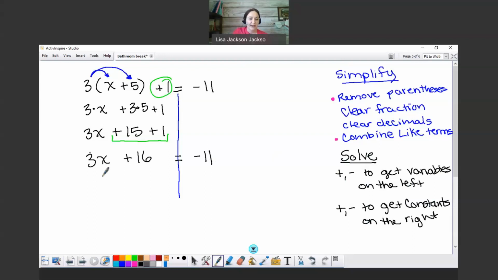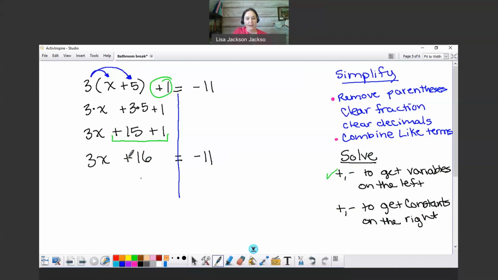So there is an x term here on the left already. There are no x terms over here on the right. So we're good with this step. It's already done. Moving to this one, we're going to add or subtract to get constants on the right. I have a constant on the right here, a term without a variable, but there's also one here on the left, and we want all of the constants to be on the right.